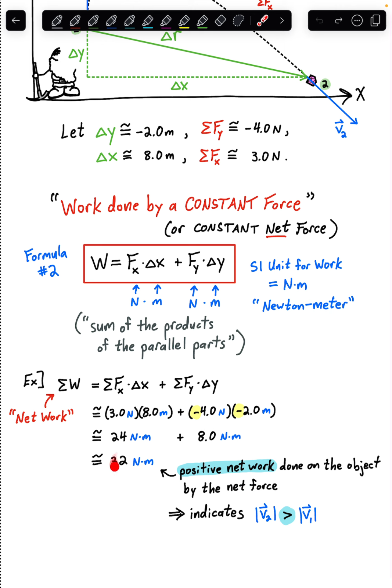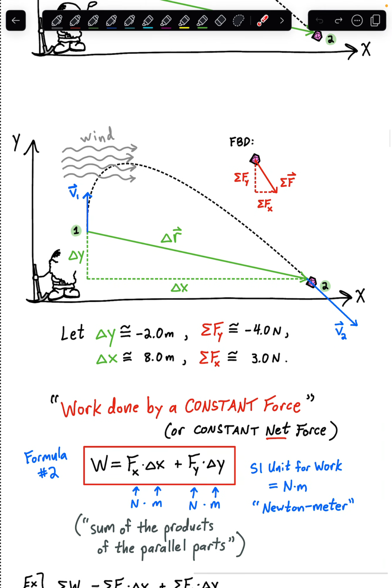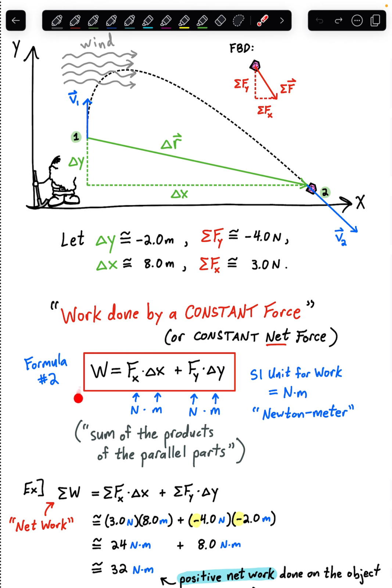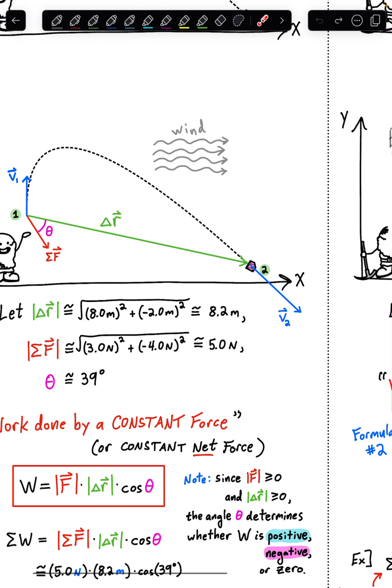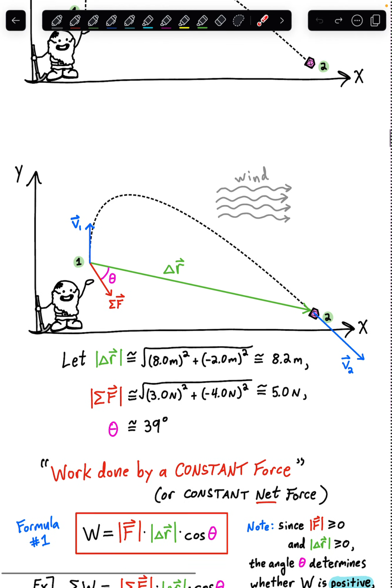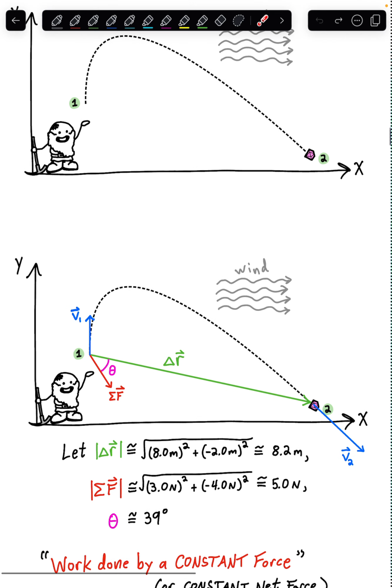And the fact that it came out to be a positive number, that indicates that the final speed will be greater than the initial speed. Our gem will have sped up from the moment it left the miner's hand till this moment down here shortly before it hits the ground. So that's formula number 2. Now I'll show you what we'll usually call formula number 1. We will be able to get the same result just from a slightly different perspective.